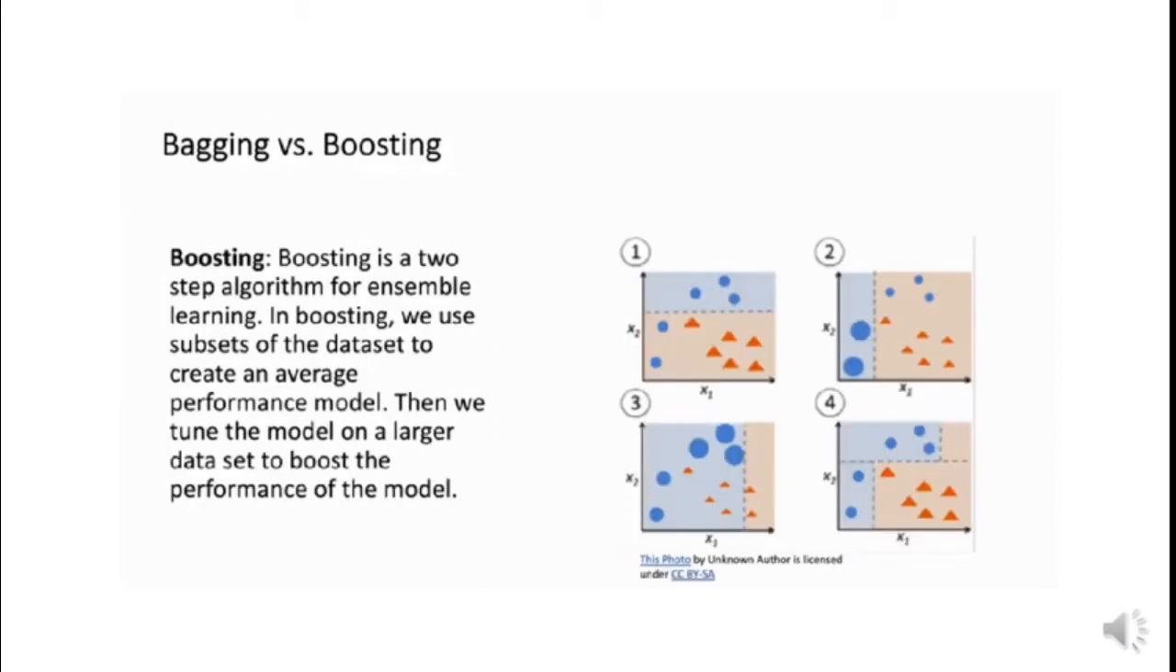Now boosting. Boosting is a two-step method where we have subsets of data. We create some subsets of data, and on that we run our algorithm. When we run it on that, we create an average performance model. Once we create an average performance model, we can tune it to work on a larger data set. In this diagram, we have a subset. In the first one, we have a different kind of subset created: three blue on the top and two still left. Then on the next one, we have two on the side and three on the top, and so on in 3 and 4. In this way, we reach better performance in the model by tuning it again and again on different subsets.